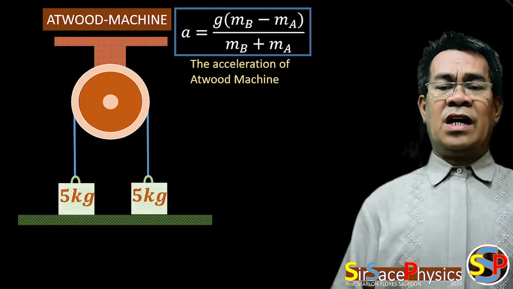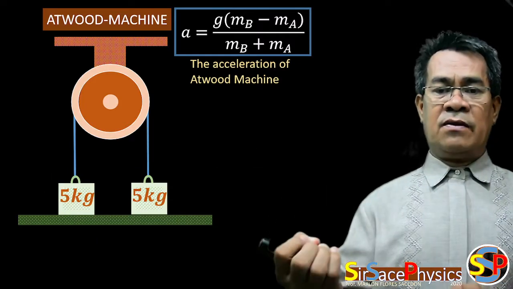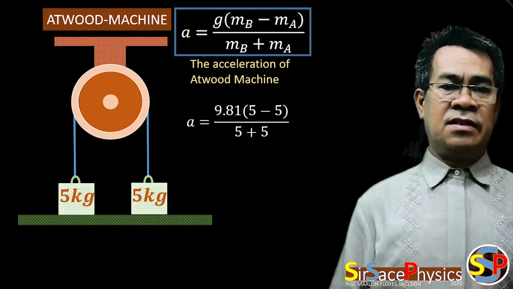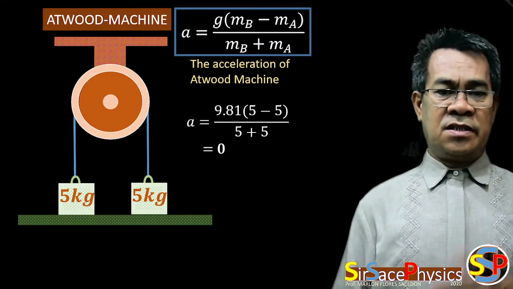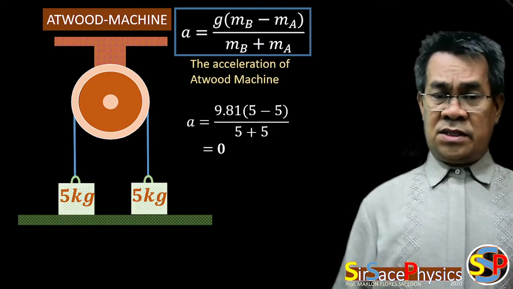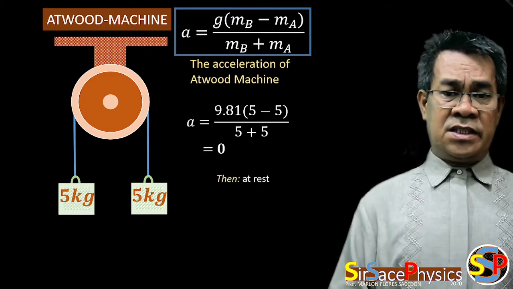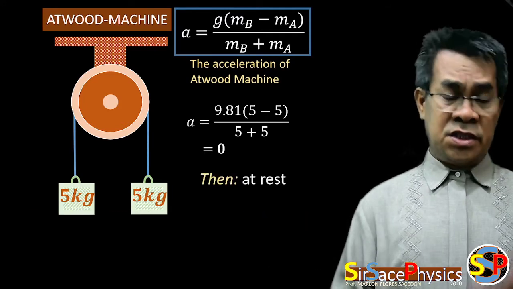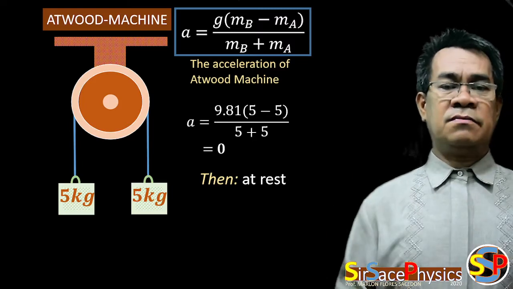Now what will happen if we have the same mass, 5 kilogram and 5 kilogram? Use the formula again: 5 minus 5, 0. So the answer is 0. What's the meaning of that? The meaning is the object is at rest. There's no motion that occurs.